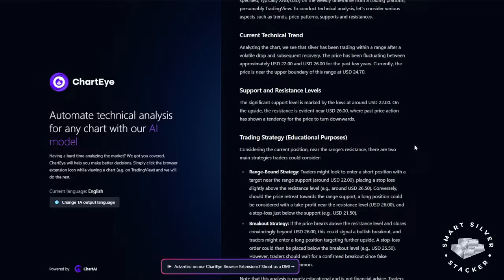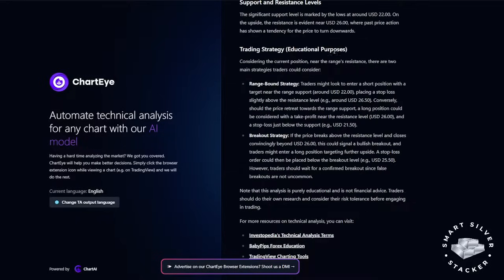Regarding the support and resistance levels, it says the significant support level is marked by the lows at around $22. Okay. On the upside, the resistance is evident near $26, and that's the level that we just touched yesterday, where it does appear that there was some resistance. I had drawn a trend line on the chart in some previous live streams and videos, and it actually breached that level yesterday, but it hasn't gone above $26. We haven't had a close in silver above $26 yet. It says that this is where the past price action has shown a tendency for the price to turn downwards.